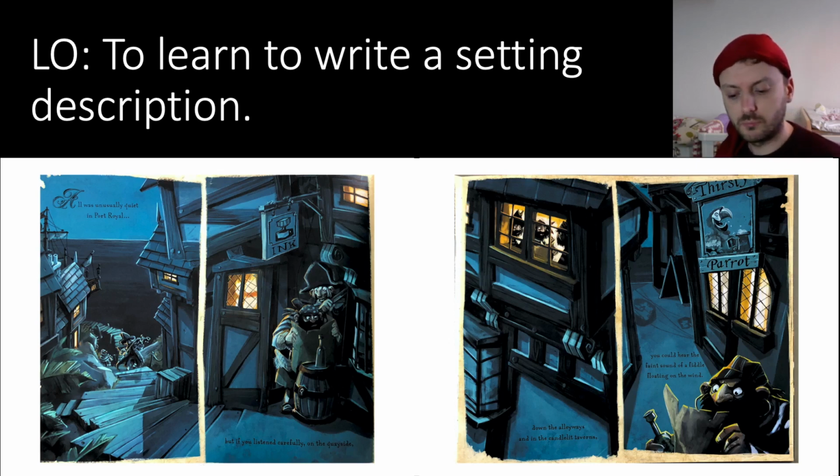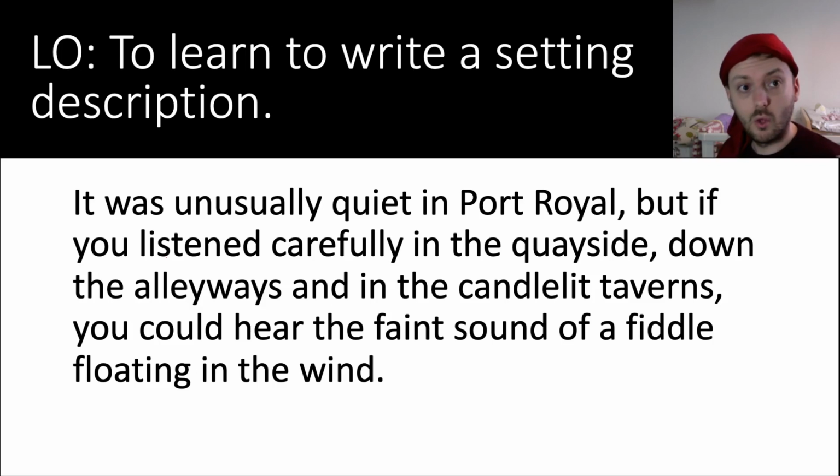So they gave us one sentence. They concentrated on what it sounded like, because that's the one thing a picture can't really do. It was unusually quiet in Port Royal, but if you listened carefully on the quayside, down the alleyways and in the candlelit taverns, you could hear the faint sound of a fiddle floating in the wind. We're going to follow on from that. We're going to have a pirate walking through those roads and alleyways, and we're going to say what he could see as he was walking along.